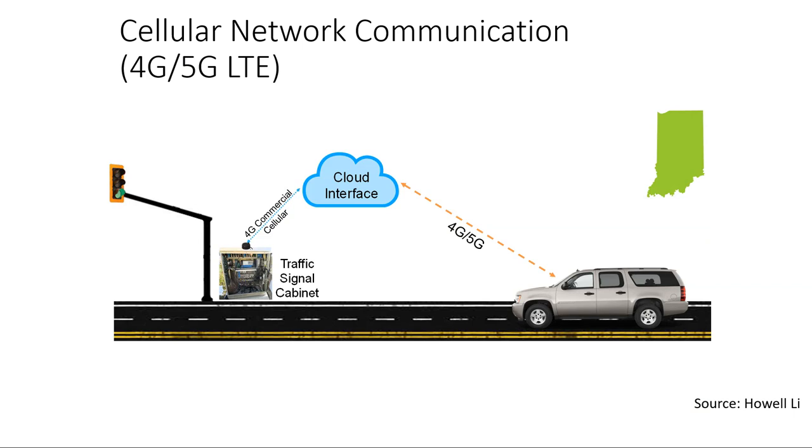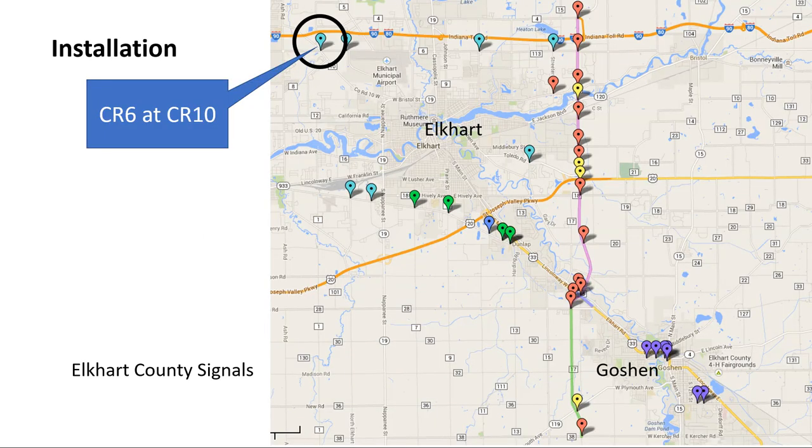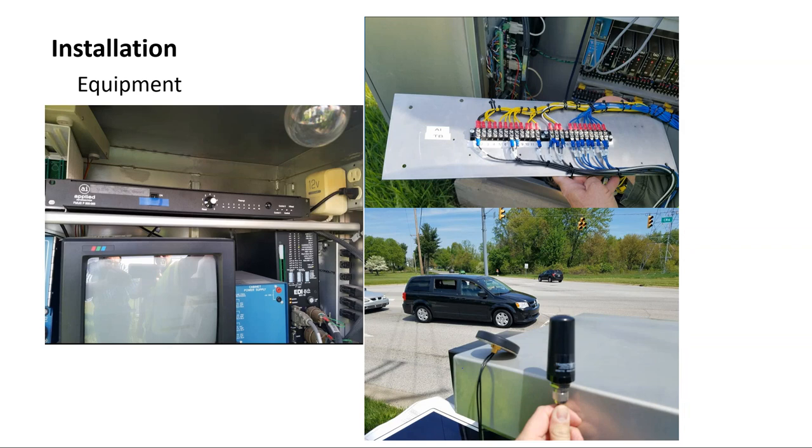The 4G cellular one, that's the link there. Here's all the traffic signals in Elkhart County, and we did one test one up here at 6 and 10, County Road 6, County Road 10. So if you're from Elkhart County, you might know where that is. There's a gas station there now. For that, this is what it looks like.